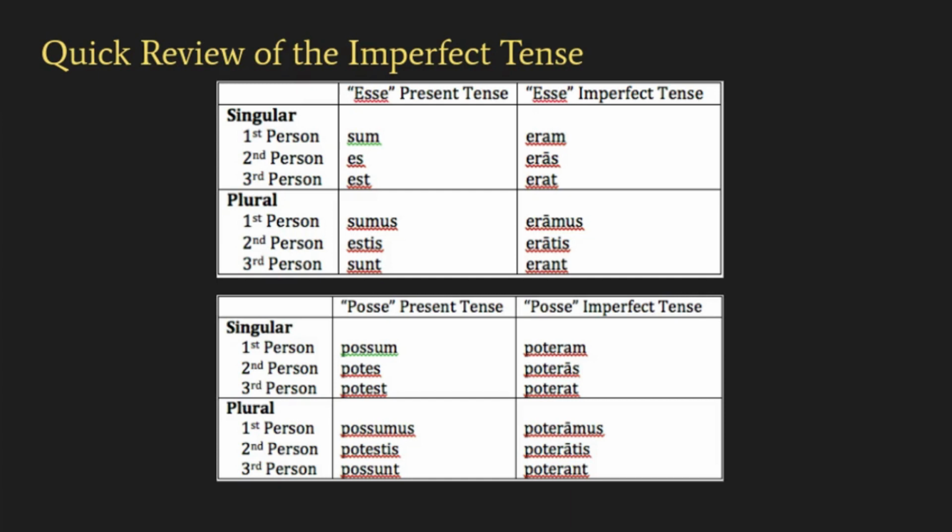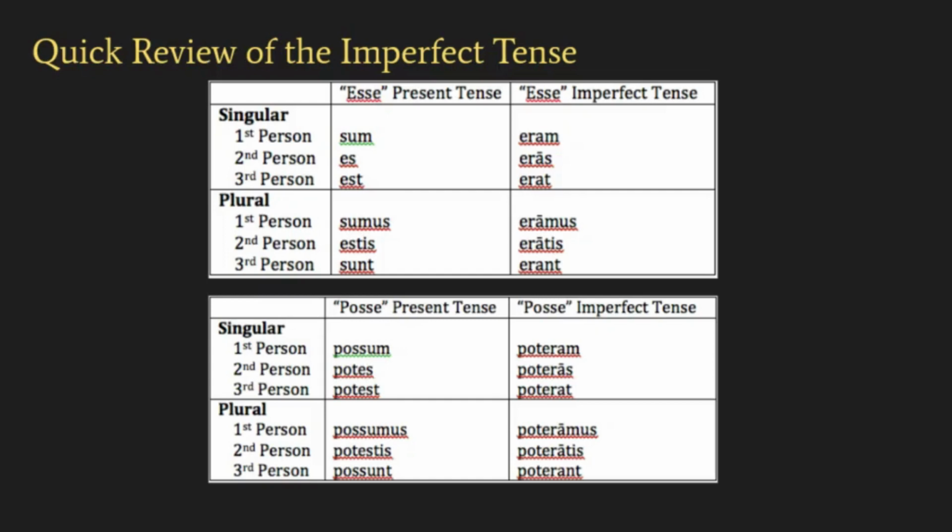The one thing that does stay constant is the personal ending. So they both have present and imperfect tense, both have M, S, T, MUS, TIS, NT as the endings. But it's pretty easy. Once you get the hang of putting esse into imperfect tense, you're fine for posse. All you're doing is sticking POT in front of it. So this is a little review to make sure that you've got the imperfect tense under control. There's a lot more you can do to practice, but just make sure that you're feeling comfortable with this so that when we move forward right now and translate the story, you're able to recognize imperfect tense when you see it in the stories moving forward.